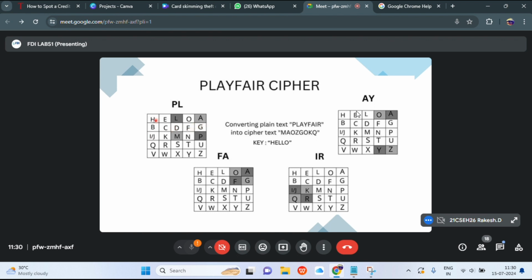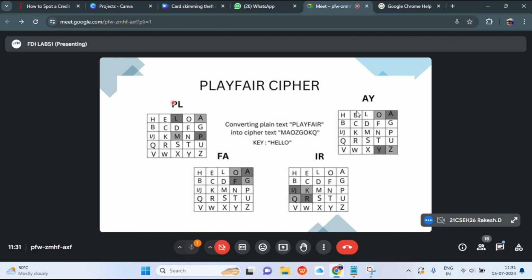F, G, H. H is already there, and now you see here I and J are present in the same box. Why? Because it is a 5 by 5 matrix. We can put I and J into the same cell. Then K, L is already there, so M, N, O is already there, then P, Q, R, S, T, U, V, W, X, Y, Z. Now our matrix is ready. We know the rules. Then we'll start our encryption process.